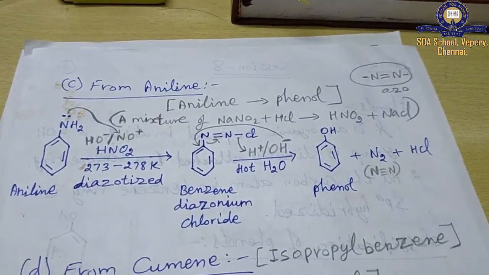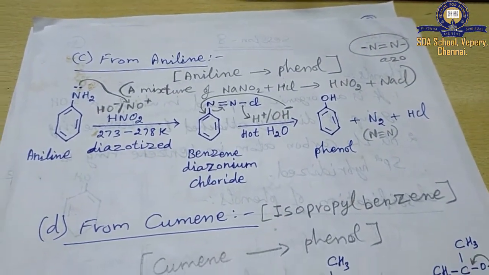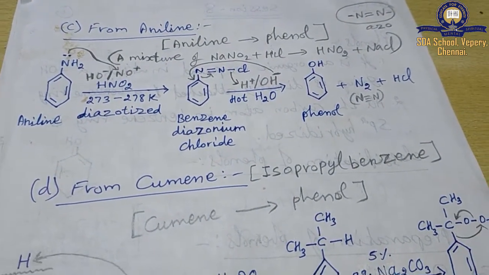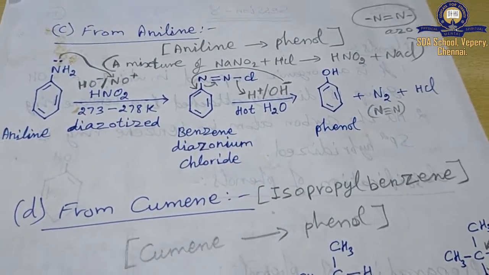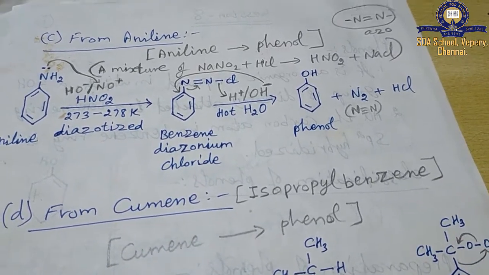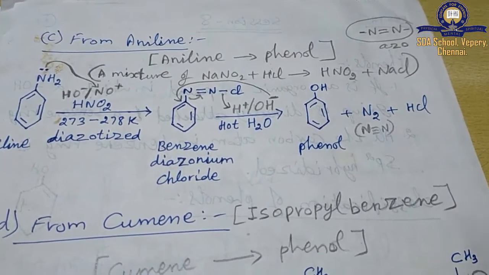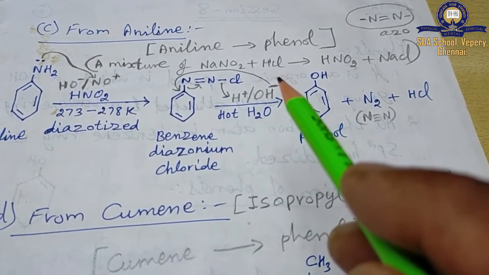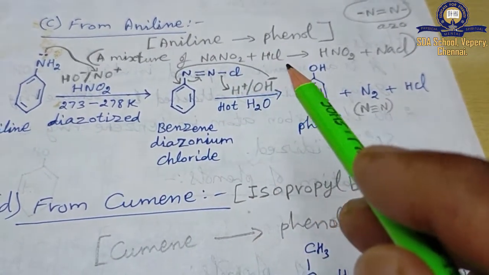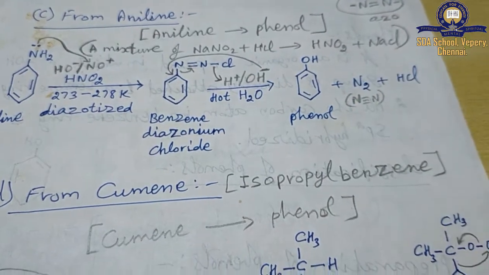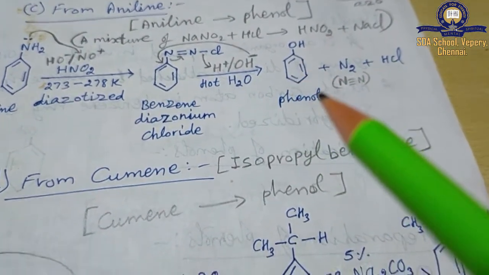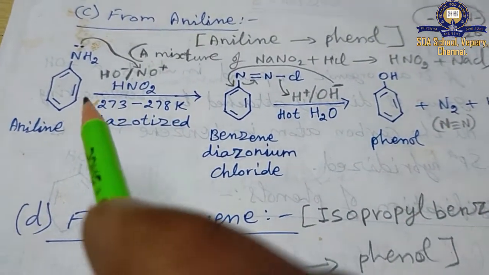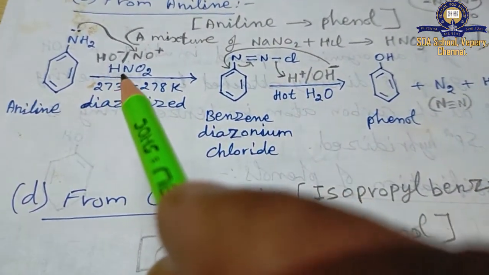The third method is from aniline. When aniline is allowed to react with nitrous acid, it will give you phenol. Here nitrous acid is obtained from the mixture of sodium nitrite and hydrochloric acid. This combination will give you nitrous acid and sodium chloride. Here aniline is allowed to react with the nitrous acid.